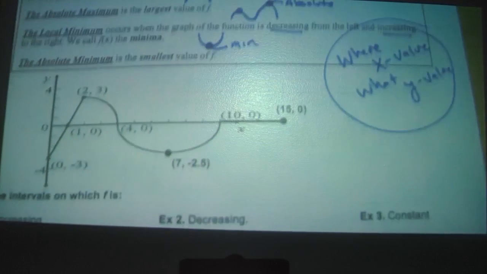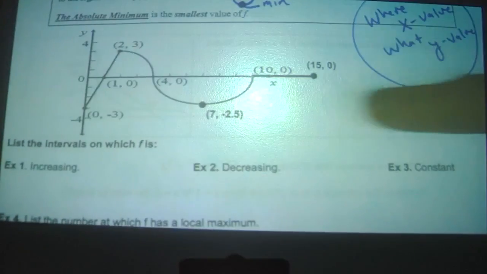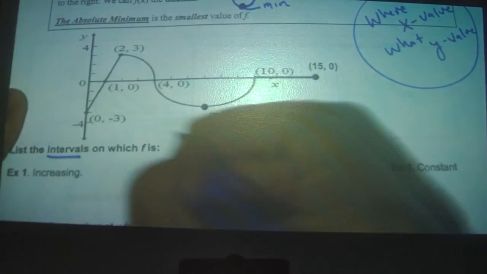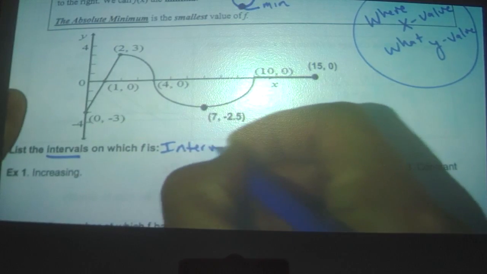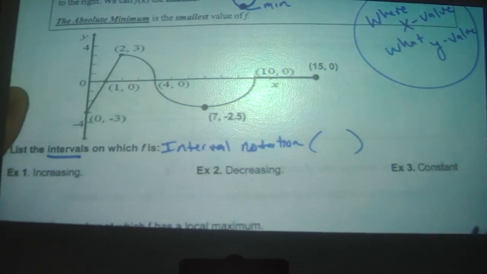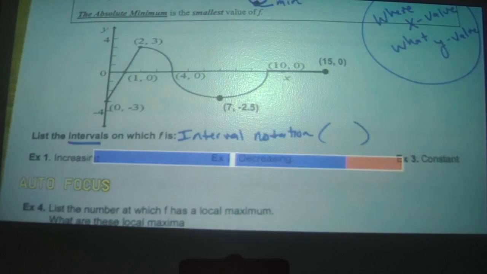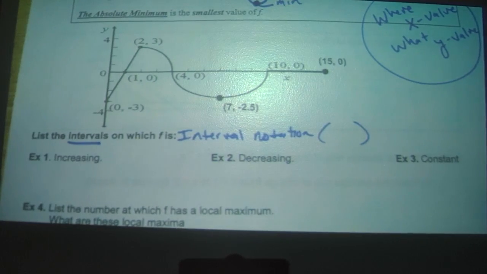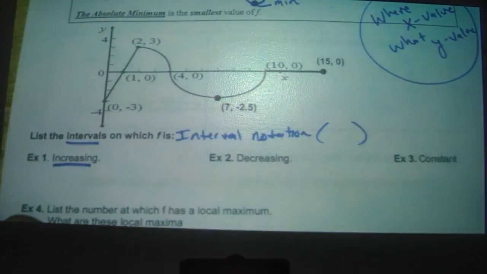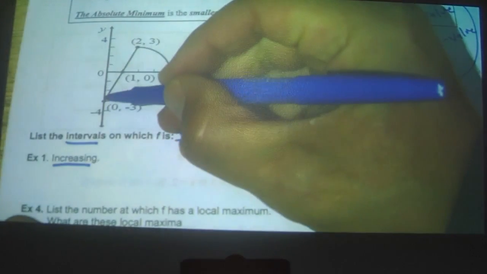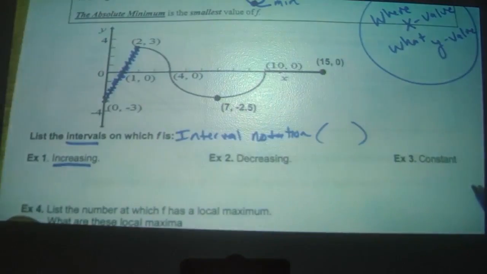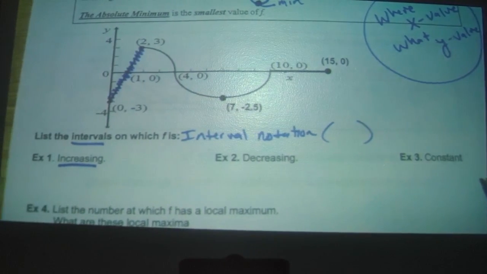All right, so we're going to take that same graph that we saw in chapter 2.2, and we're going to go look for increasing values. Now, intervals means we're using interval notation. And we always use parentheses when we're using interval notation for increasing, decreasing, and constant. So I look at my graph. I follow it. Increasing, I'm going to do in blue. Okay? So I follow my graph. It's like a roller coaster. I'm going up. That's increasing.